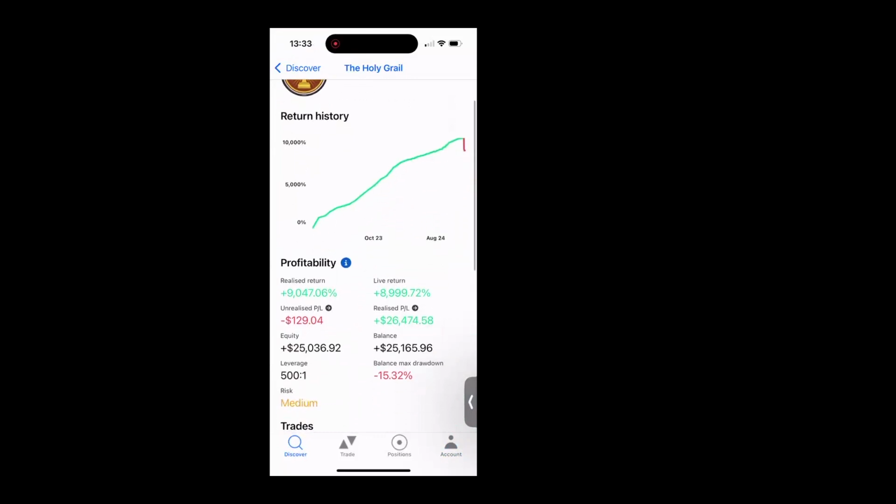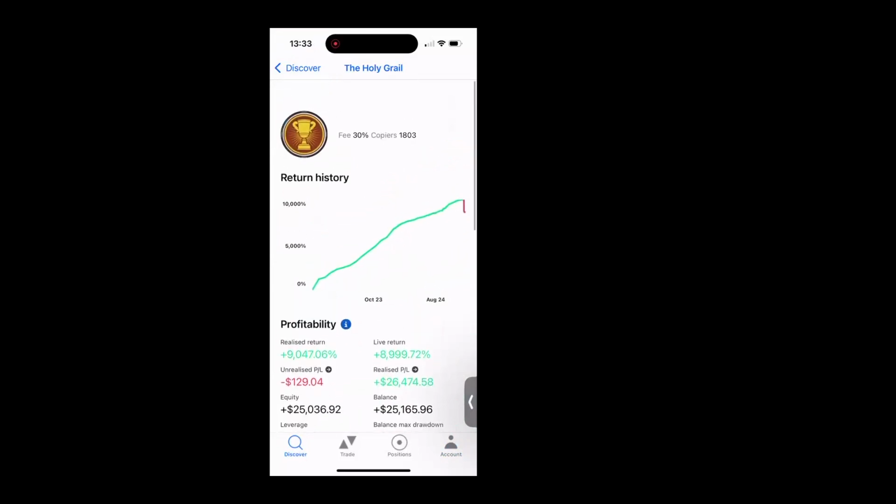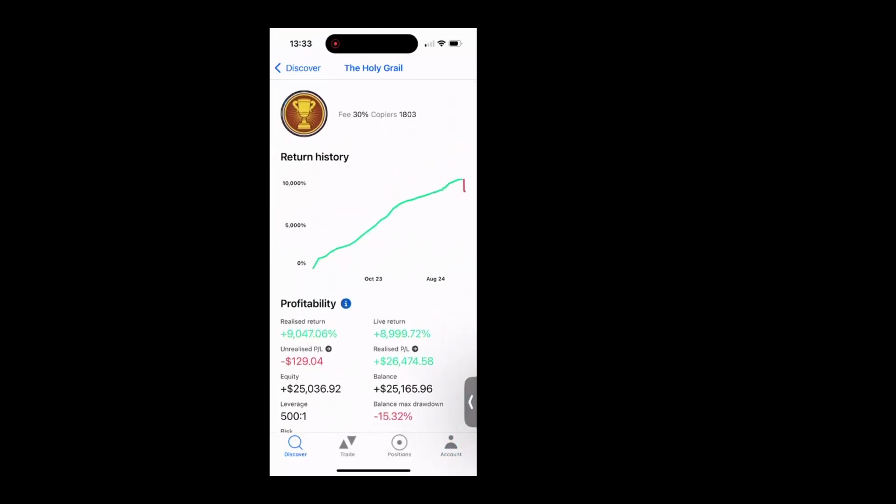They've done that. You can see their total P&L, nearly 9,000%, $26,000 realized profit. But what's more impressive than that is they've got 1,800 copiers. That's 1,800 copiers emulating that profitability, that 9,000% profitability. And that's 1,800 people paying Holy Grail 30% performance fee. And so it can be really quite lucrative, especially when you have hundreds and thousands of copiers.